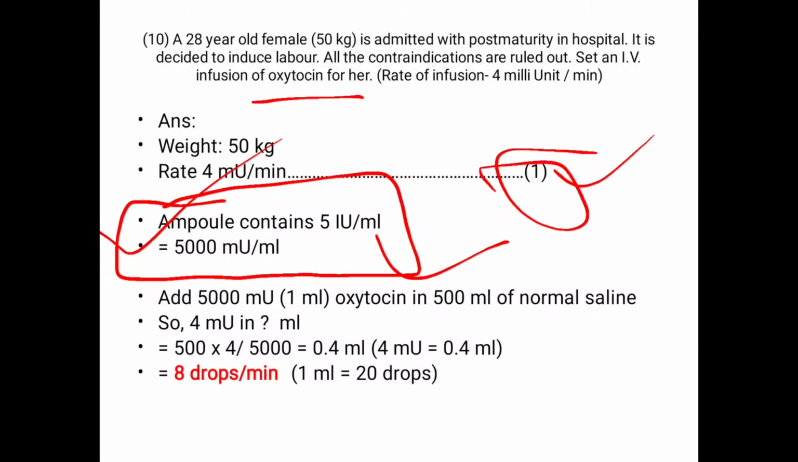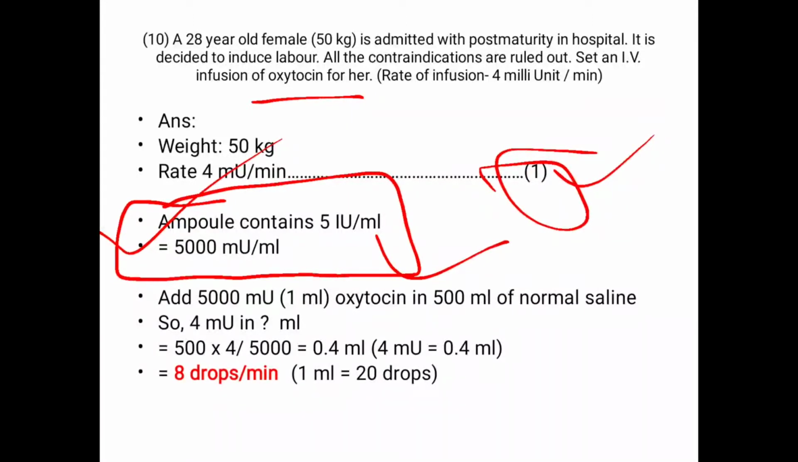So add 5000 milli-unit in 1 ml oxytocin in 500 ml of normal saline. So 4 milli-unit is in how much ml? I will repeat it. We will again cross multiply, 500 into 4 divided by 5000. Our ultimate answer will be 0.4 ml, that is 4 mU is equal to 0.4 ml.